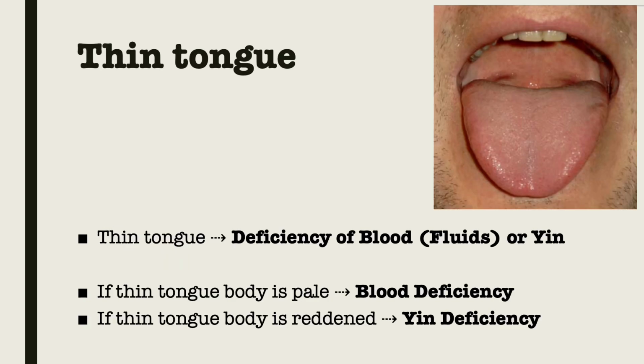A thin tongue points to blood deficiency or deficiency of body fluids, or yin. If a thin tongue body is pale, this points to blood deficiency. If a thin tongue body is reddened, this points to yin deficiency.